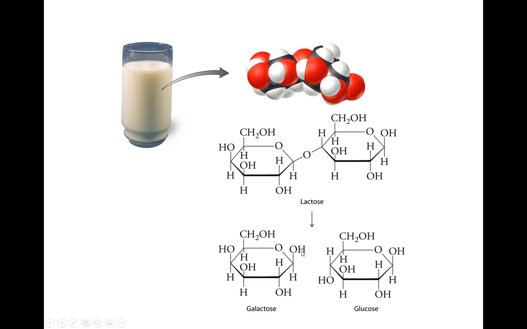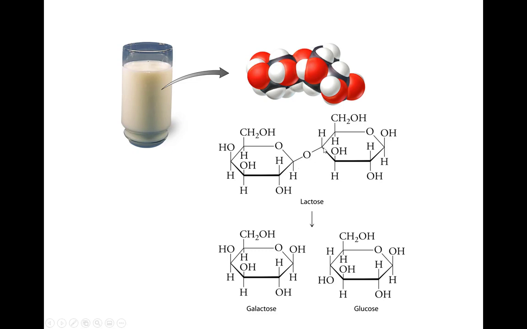Now, incidentally, to make things easier here, we've drawn this as beta galactose and we've drawn this as beta glucose. But now that they're back in their ring forms, they are not trapped. They can go back to their chain forms and then form the alpha structure as well. But in lactose, we always have a beta glycosidic linkage, specifically what we call a beta 1 to 4 glycosidic linkage.